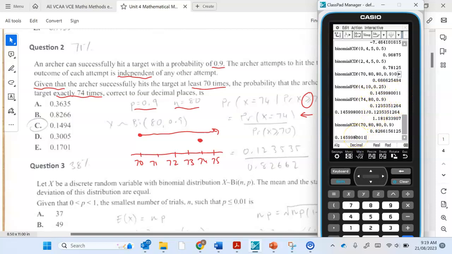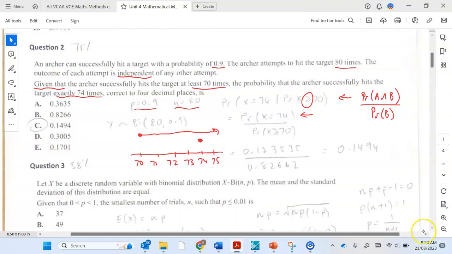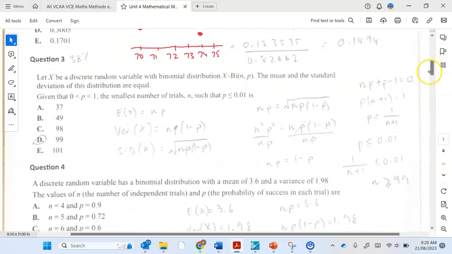Oh, no. That's our numerator, 74. Okay. And our denominator. Oh, she gets there eventually. All right, there you go. Sorry, girls. All right, scrolling down. So the answer is C.